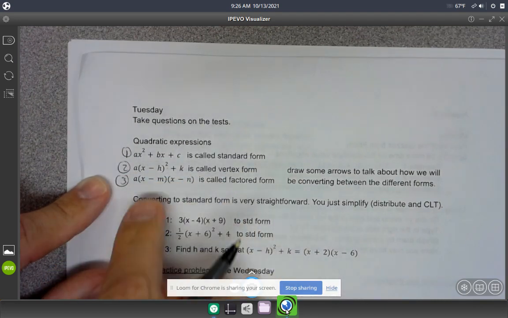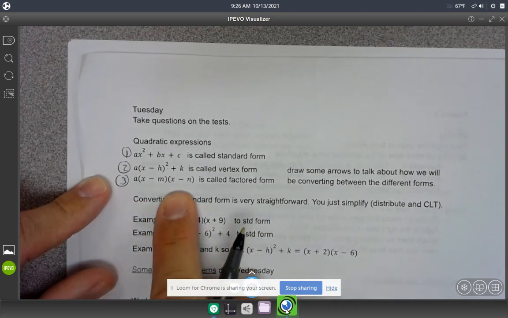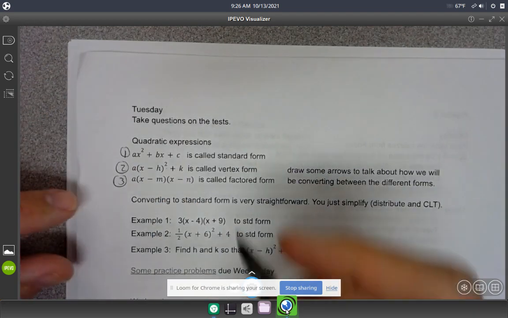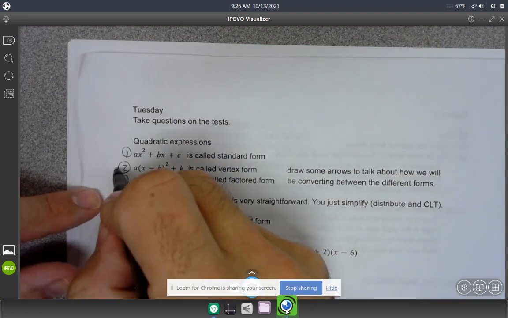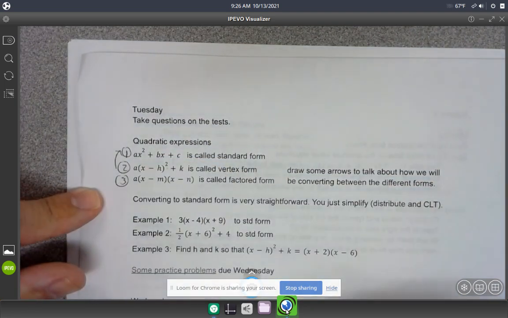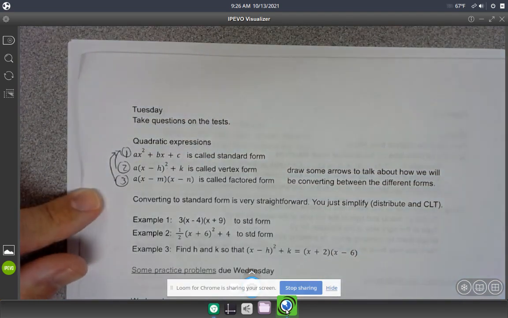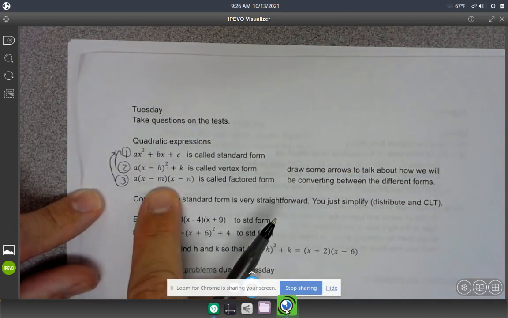And then the third form is factored form. So we'll talk a lot more later about converting between these things and solving equations with this. But all we're going to do right now is go over how to convert from vertex form to standard form and from factored form to standard form. Okay? So take a second. If you need to write these down, do that.